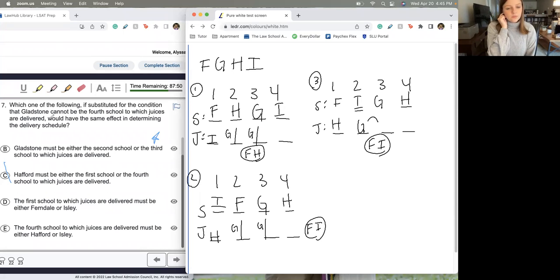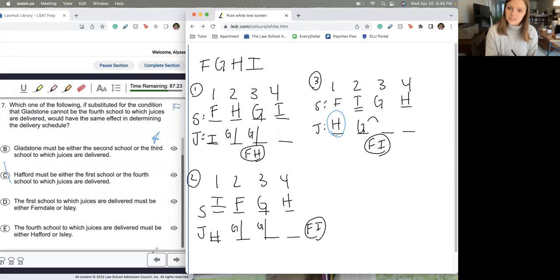D, the first school to which juices are delivered must be either F or I. Wait, am I reading that right? Okay, I am. The reason I was questioning it is I don't even have a world where F is in that first juice spot. It's just kind of weird. But because that doesn't have to be true, it's wrong again, because I could have H be in that first spot for juices.